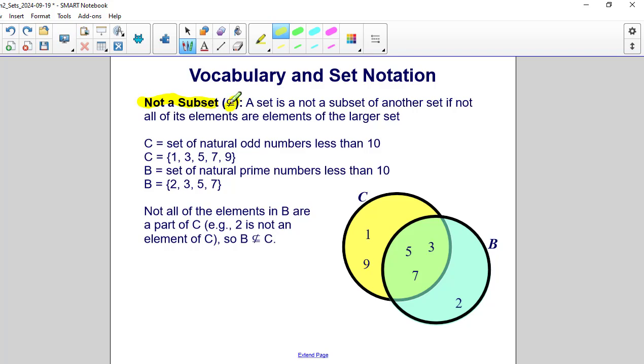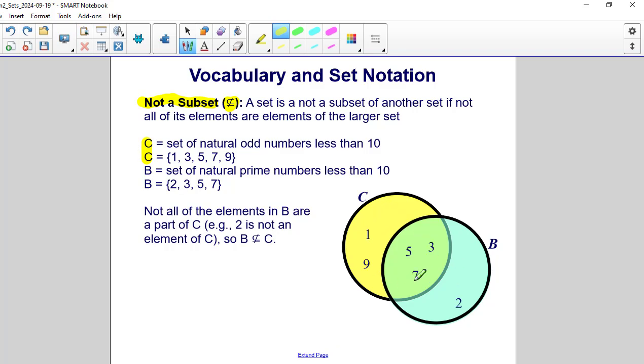Not a subset, denoted by this symbol right here, which is the same as the subset symbol, but with a slash through it. A set is not a subset of another set if not all the elements are elements of the larger set. So here we have set C denoted 2 ways, statement form or tabular form. In statement form, set C is defined as the set of natural odd numbers less than 10. In tabular or roster form, set C is 1, 3, 5, 7, and 9.